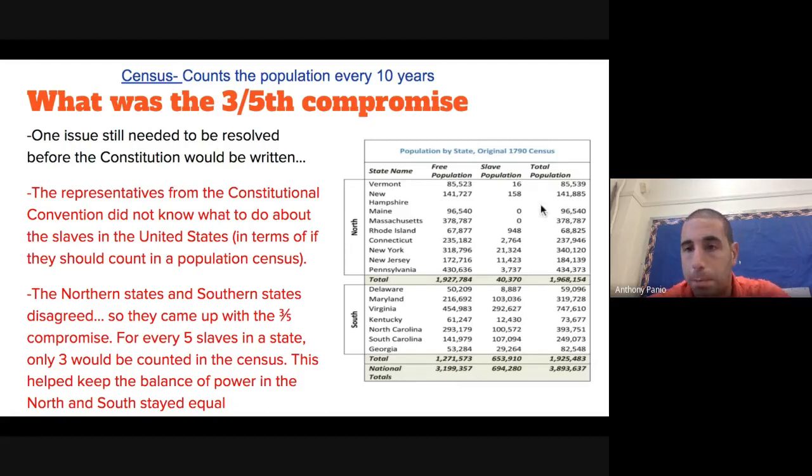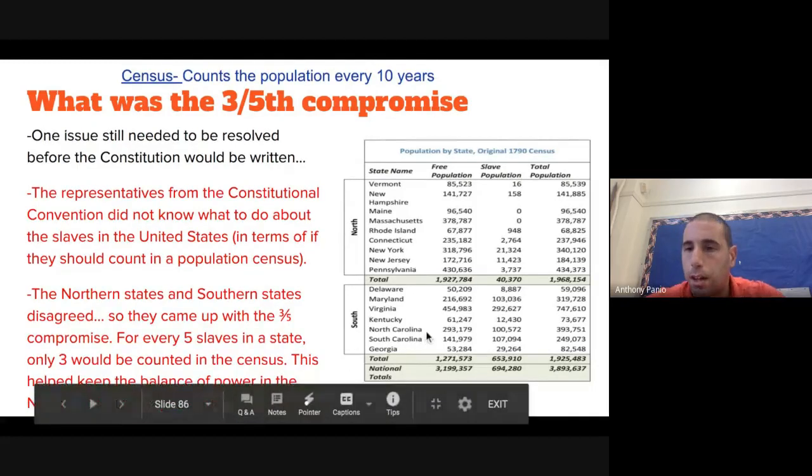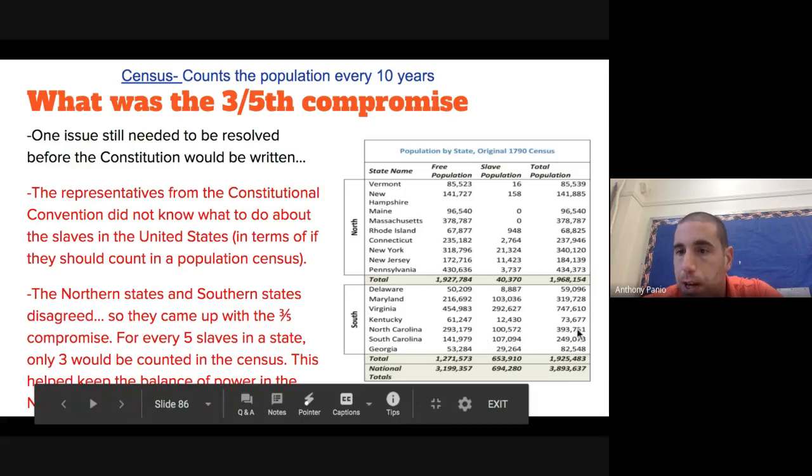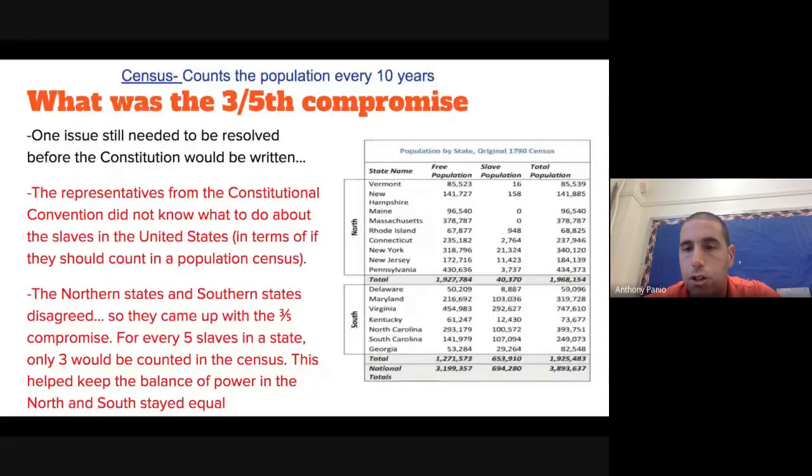All right, so here's a great example. Take a look at Massachusetts in the north. Massachusetts has a total of 378,000 people. Everyone in Massachusetts is free. There's no slaves. They're all free. So their total population is 378,000 people. North Carolina, on the other hand, has 293,000 free people, but 100,000 slaves. So their total population is 393,000. So if you count the slaves as a person, that means North Carolina has more representation in government and is more powerful in government than Massachusetts.